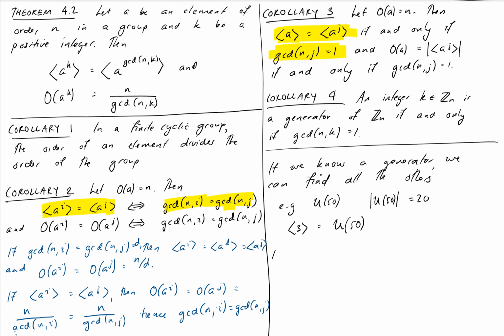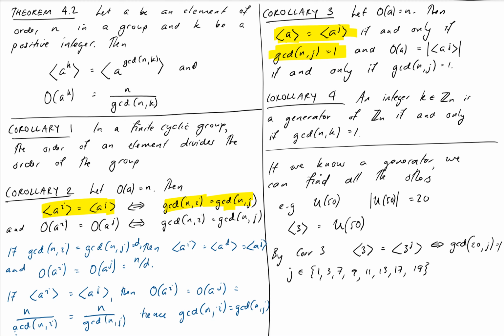Now we can use corollary 3. We can say that this is equal to 3 to the j. So it's the same cyclic subgroup as some other generator if and only if the GCD of the order, which is 20, and j equals 1. So that means that j is a member of 1, 3, 7, 9, 11, and so on up to 19. These are all the numbers relatively prime to 20, not 50.